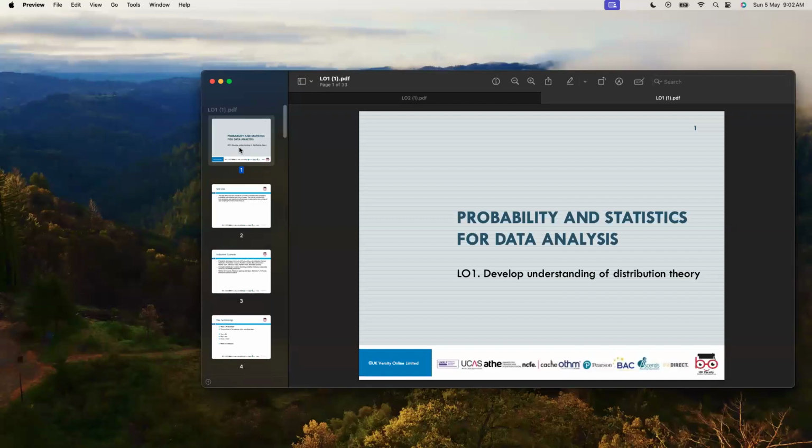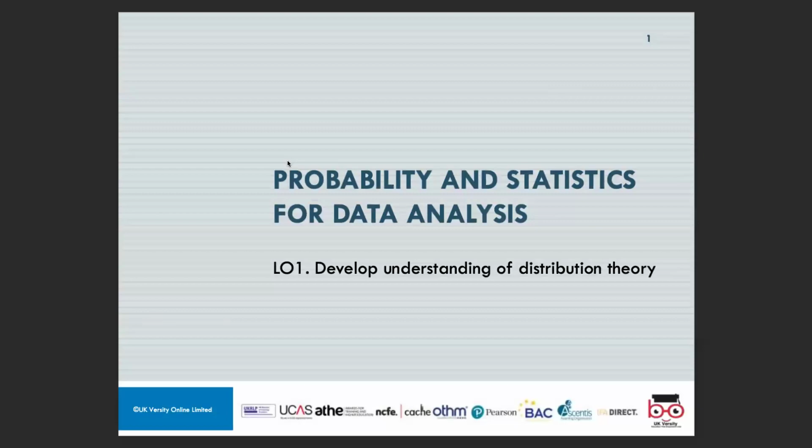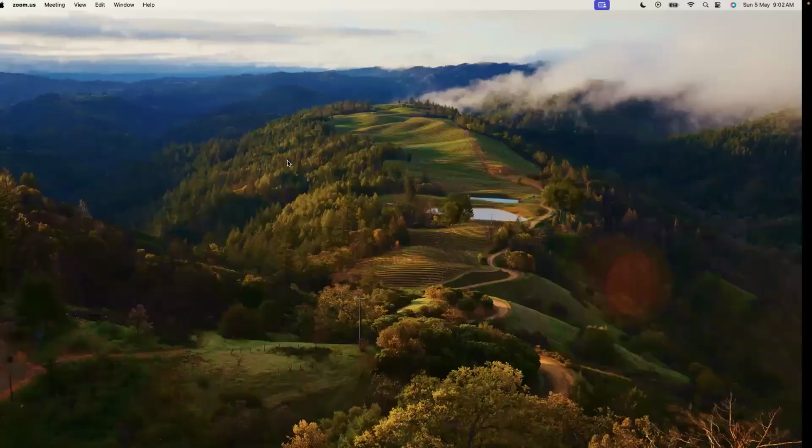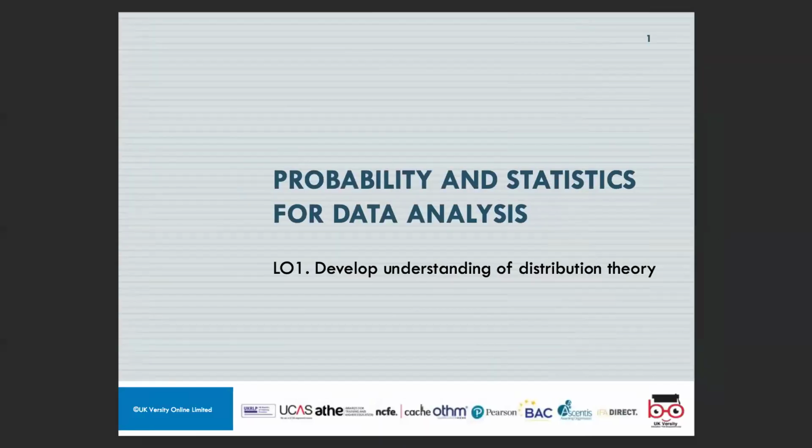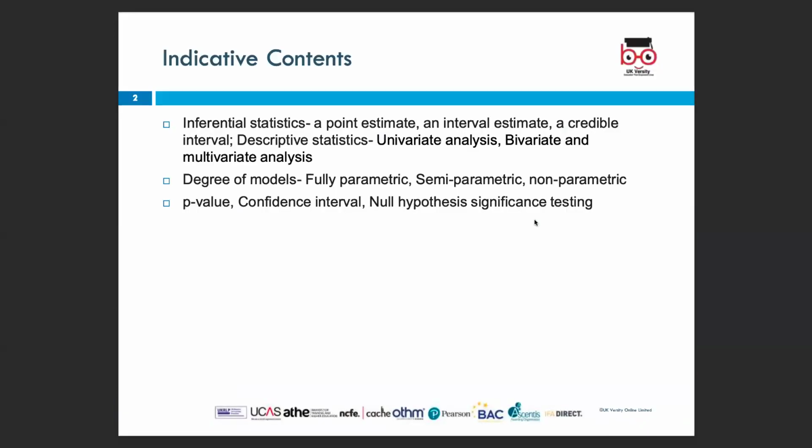Yesterday, we looked at learning outcome 1, which is to develop understanding of distribution theory. And today, we will be looking at learning outcome 2, which is to develop understanding of classical inference. So these are the indicative contents.